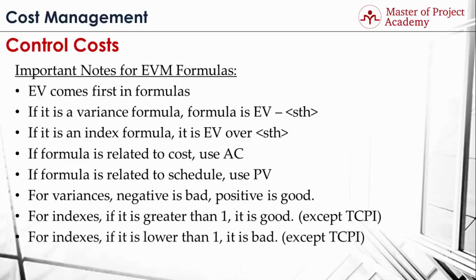If you are interpreting an index formula result, if it is less than 1, it is an indication of bad performance. For instance, CPI less than 1 means the project is over budget, and SPI less than 1 means the project is behind schedule. This is valid except TCPI. For TCPI, results greater than 1 are an indication of bad performance, and show that it will be less likely to complete the project on budget at completion or estimate at completion value.